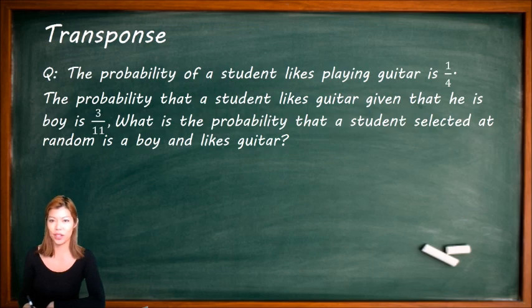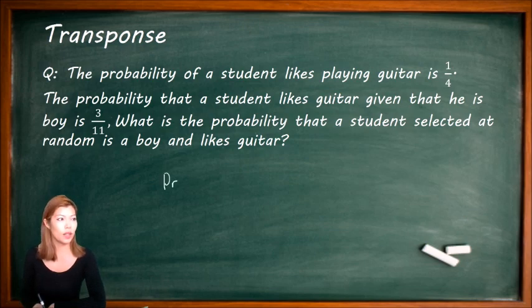Let's look at this question using the formula that we just worked out. The probability of a student that likes playing guitar is a quarter. The probability that a student likes guitar, given that he's a boy, is 3/11. What is the probability that a student selected at random is a boy and likes guitar?